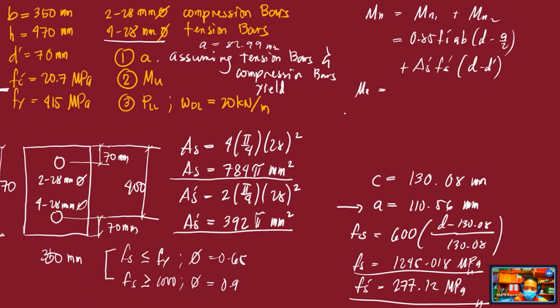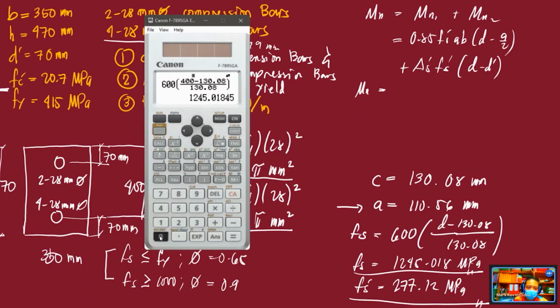Okay, let's try to solve it with the calculator. 0.85, your fc' is 20.7, multiplied by your a, you already know the value of a, 110.56, multiplied by d, which is 350, multiplied by d, which is 400, minus a, your a again is 110.56 over 2. First, this is the value of your Mn1. I'll just store this as A.